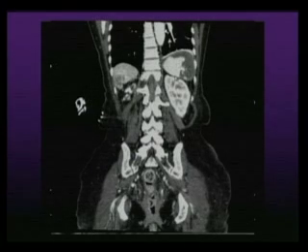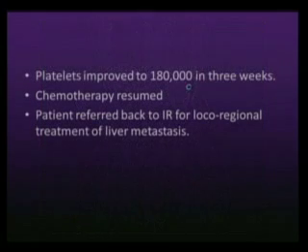Okay, this is his post. Platelets improved to 180,000 in 3 weeks. Chemotherapy resumed. Patient was referred back to IR for local regional treatment of his liver mets.